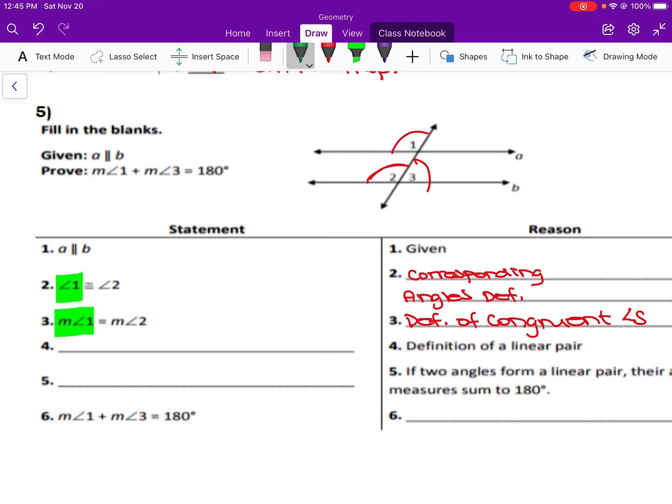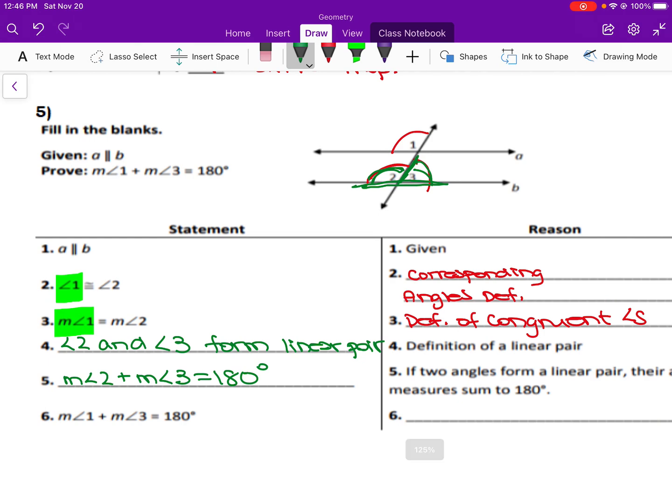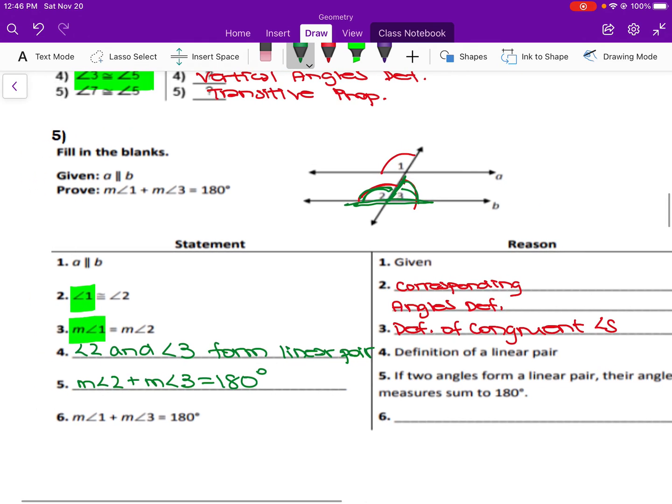Okay, and then next we can establish, well, angle 2 and angle 3 form a linear pair. And that's just the definition of a linear pair, right? 2 and 3 literally have a shared vertex and shared ray, and then they form a straight line. So if we know that they form a linear pair, then we can say that the measure of angle 2 plus the measure of angle 3 equals 180 degrees. And that's just coming from our reasoning that if two angles form a linear pair, they have to sum to 180.